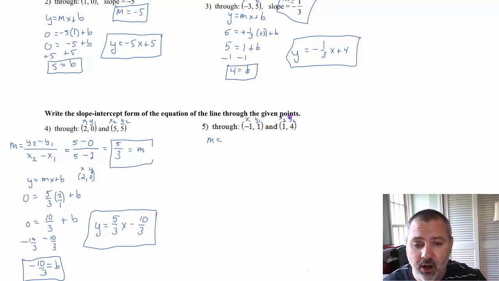Slope equals our y2 of 4 minus our y1 of 1, divided by our x2 of 1 minus our x1 of negative 1. Be careful with that. You don't want to just write 1 minus 1. It's 1 minus the negative 1. So we have 4 minus 1, or 3, and 1 minus negative 1, minus negative becomes plus. So 1 plus 1 is 2. So there's our slope.